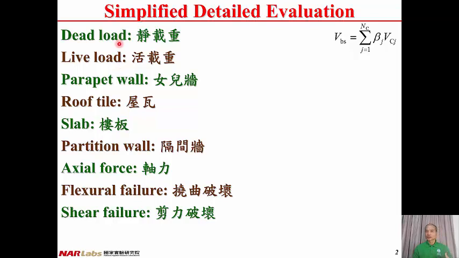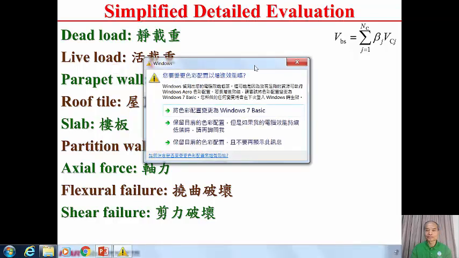Dead load of the structure, in Chinese 静载重, is the loading that includes the weight of the members and also anything attached to the structure or anything that moves in phase with the structure. Live load, in Chinese 活载重, is movable from the structure. During an earthquake, there may be some relative displacement between the live load and the structure.